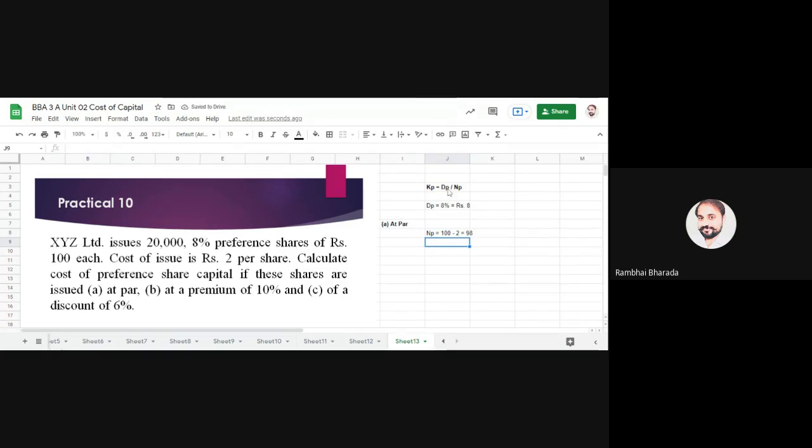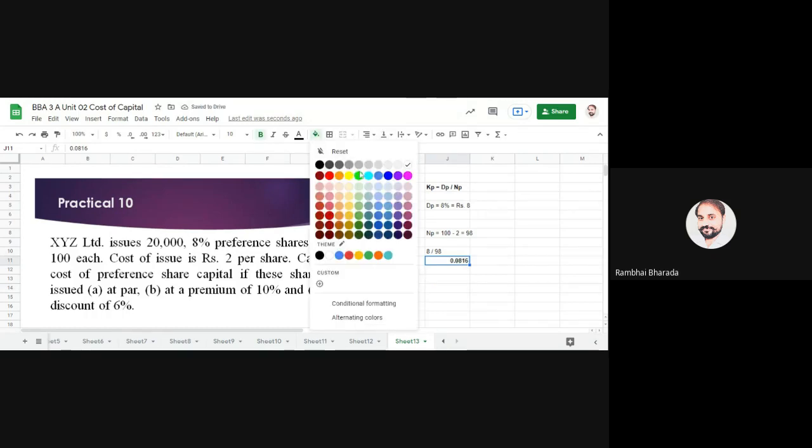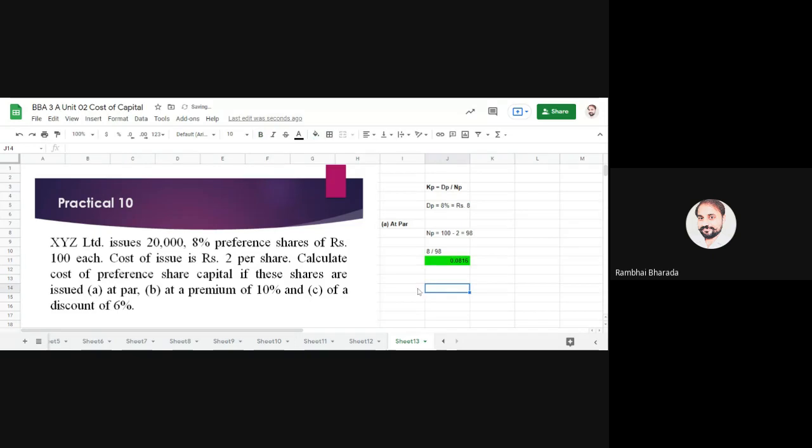Okay. Now, no need to write the formula again. Already we have written. To put the values, DP is equal to 8 and NP is equal to 98. 8 divided by 98, 0.0816. Are we clear about the first answer? Shall we go for the B option?